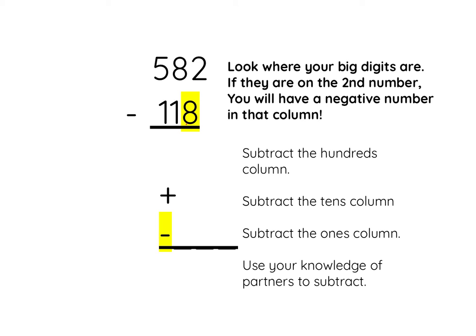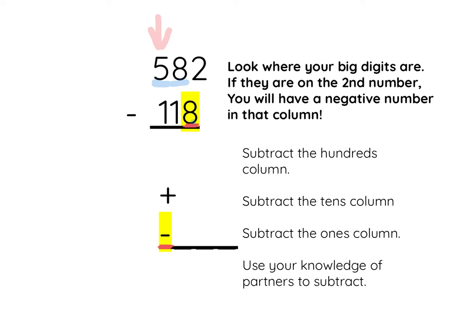All right, 582 minus 118. Notice that the ones column is bigger on the bottom, so you're going to have a negative number. All the other ones, the bigger digit and the larger value is on top. If this would have been small, we'd have had a great no strategy needed. But we need a strategy, so subtract the hundreds.